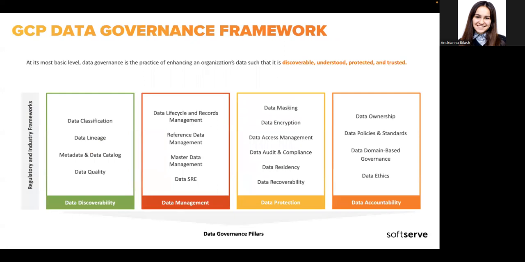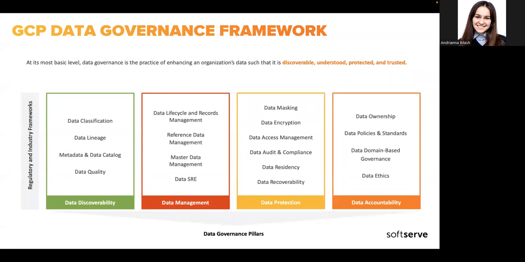Here, I wanted to give you an overview of what Google says a data governance framework should look like. So this is their vision of data governance. If you look at these four key areas, they look quite similar to the DAMA framework. Data discoverability is actually related to metadata management. But they also added data quality and data classification, which is part of data management. Data classification basically means that you assign proper sensitivity labels to your data. And data lineage is a process of tracing data transformations throughout the data lifecycle, so you understand where any particular data originated, what transformations were applied, and so on.